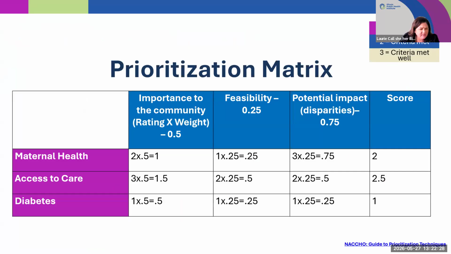In this particular example, we just had 3 different prioritization criteria with importance to the community, feasibility, and potential impact on disparities. And you can see the different weights here of how these were weighted. And then they also assigned a numeric value to each criteria for each health issue and then came up with a total score. So that's a really quantitative method and visual as well.